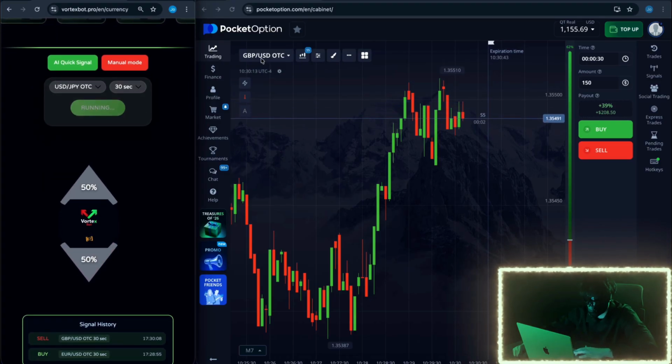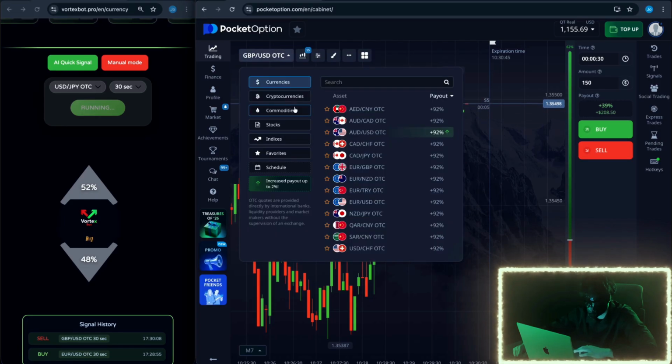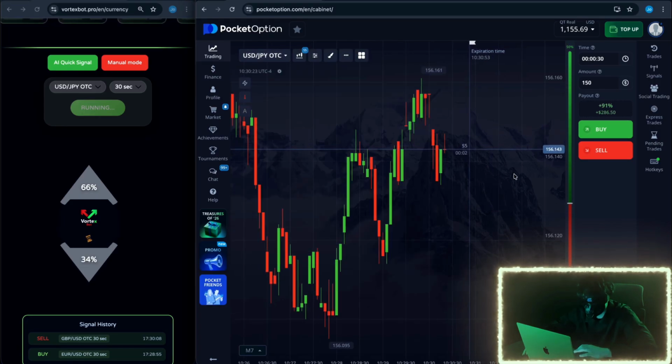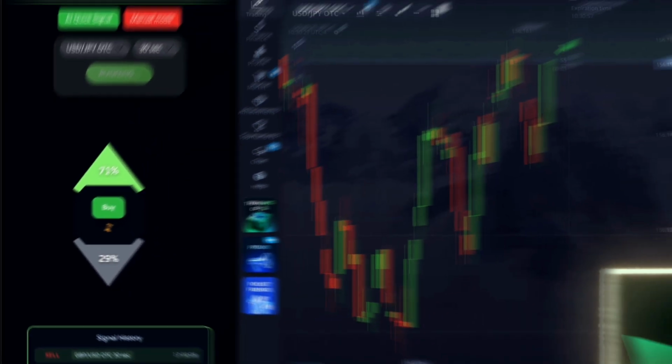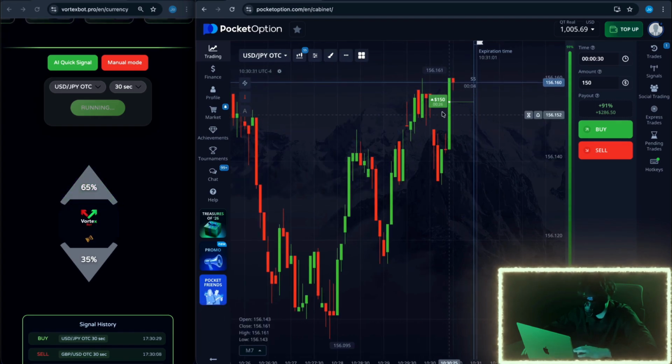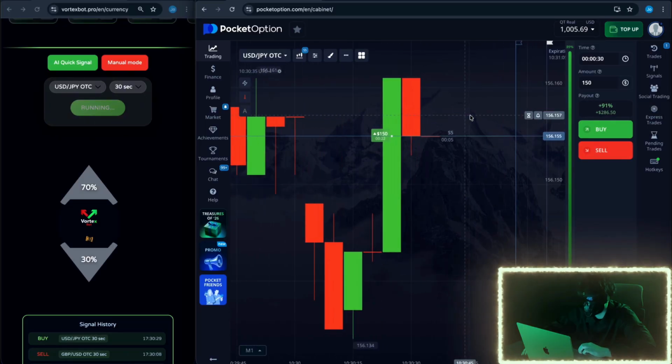Let's choose the next currency pair, USD/GPI OTC. We switch to it on Pocket Option and wait for a signal. Most likely it will be a signal to go up. So I hesitated for just a second and missed a huge candle. But it's no big deal, guys. I'm sure our trade will still end up in profit and we'll be able to make money from it.